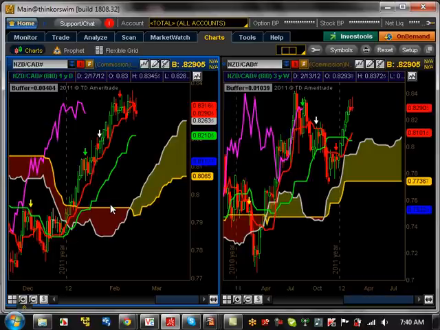New Zealand CAD, really doing nothing. It's just been going up. It's consolidating right now, so this thing's taking a breather. Definitely needs a minor to major pullback. 82.10 is the first pullback level. Resistance level, of course, is going to be this pivot high here, which is 83.70.